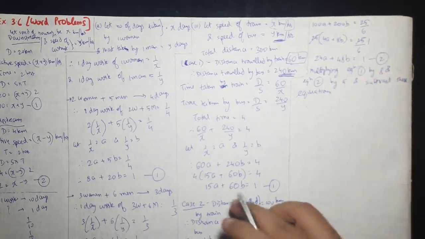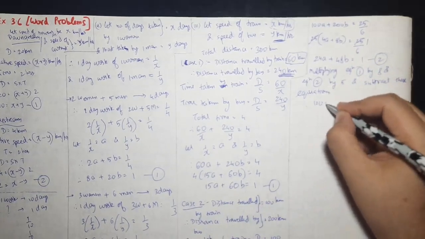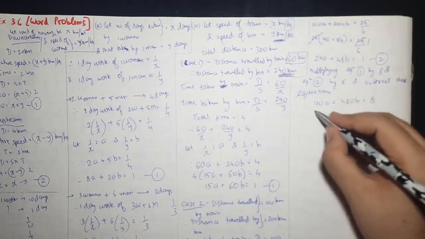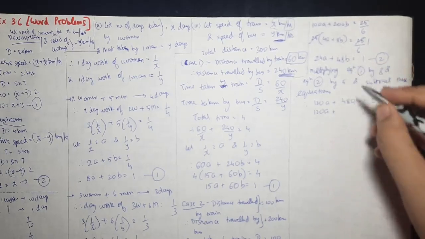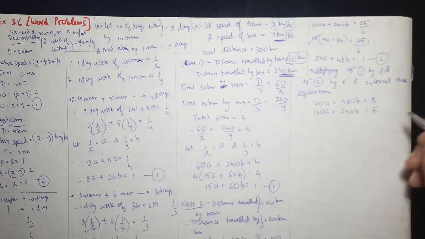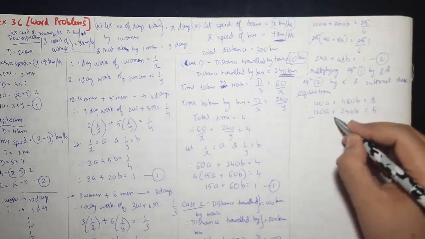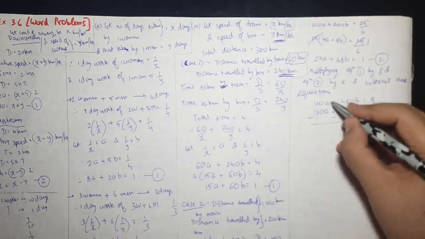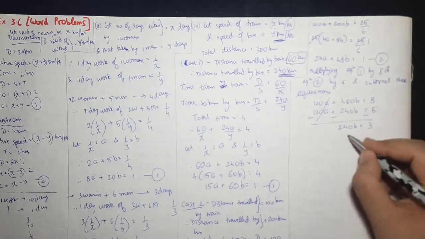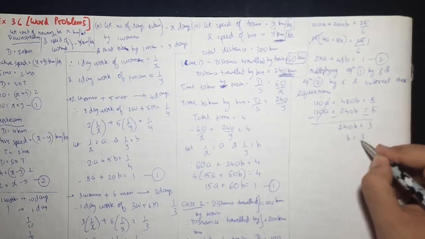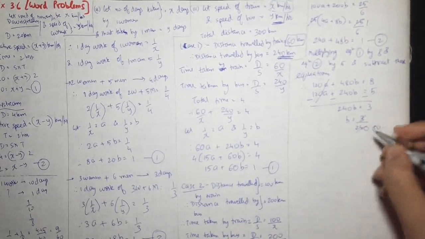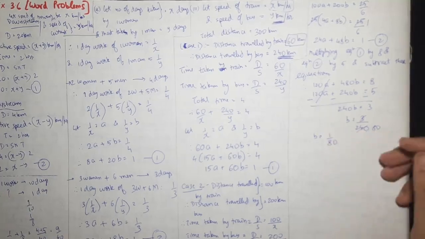Therefore, I am multiplying this with 8, so this will be 120a plus 480b equals 8, and this will be 120a, 5 will get multiplied, this will be 240b equals 5, and we have to subtract, so we have to change the sign. This will cancel out. This will be 240b equals 3. b will be equal to 3 divided by 240, which is 1 by 80.